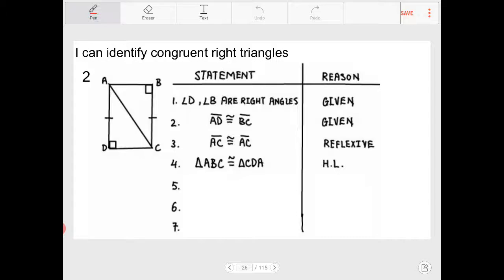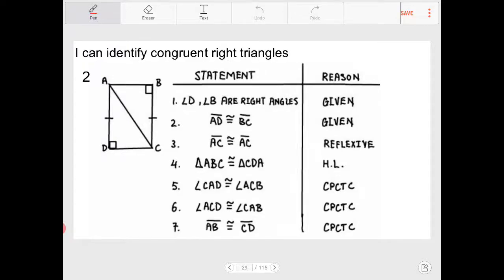So, as a result of these two triangles being congruent, we can then therefore declare all the corresponding parts of the congruent triangles congruent. So let's take a look. We know that side length AB must be congruent to side length CD. We know that angle CAD must therefore be congruent to ACB, and ACD must be congruent to CAB.